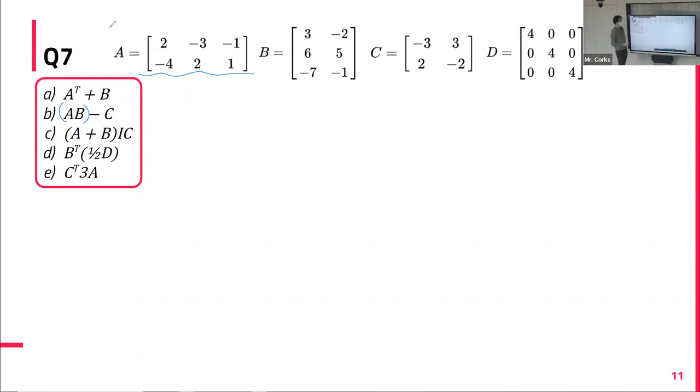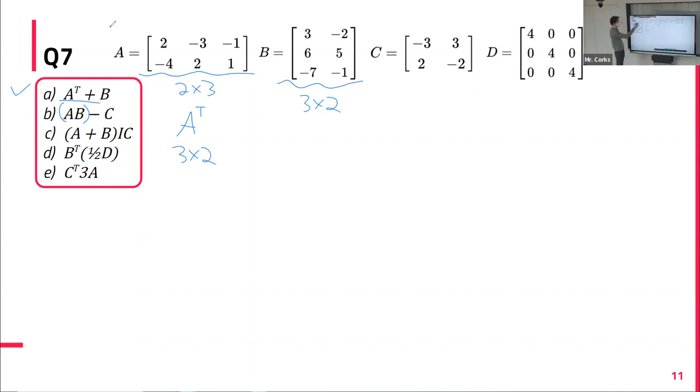What are the dimensions of matrix A? 2 by 3. If we do a transpose, what will the size be? 3 by 2. B here is also a 3 by 2 matrix. Same size, so that is very possible.